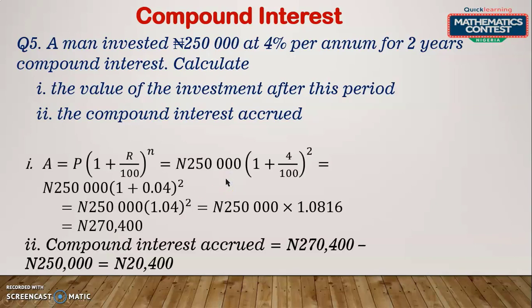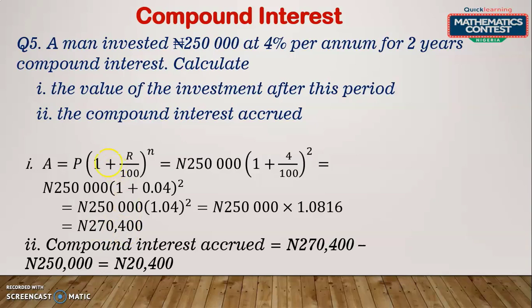Now to get that, we can just use a formula here to solve. How do we do that? Since we're asked to get the value of the investment after this period, that is the amount at the end of the 2 years period. So for the amount, we can use the formula method together. The principal was 250,000. Then the rate is 4 over 100, the time is 2. 4 divided by 100 is 0.04, plus 1 is 1.04. The square of that will give us 1.0816. When multiplied by 250,000, we have 270,400. This is the amount, the value of the investment at the end of the 2 years period.